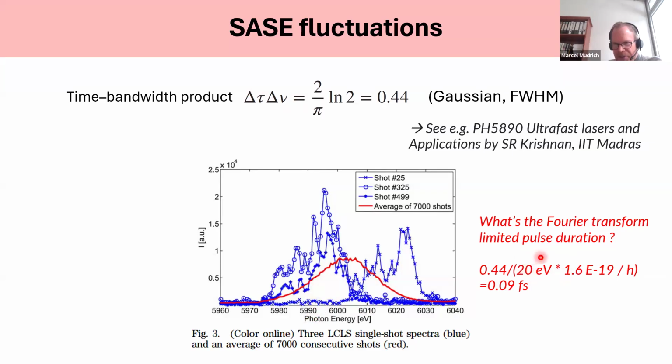Okay, convert eV into energy in joule. So we have to take times the elementary charge and then divide by h to get it into frequencies. And that gives me 0.09 femtoseconds. So yes, this is roughly 0.1 femtosecond, roughly 10 to the minus 16 seconds. That was correct. Yeah, I took the central frequency. So you took 6 kilo electron volts.